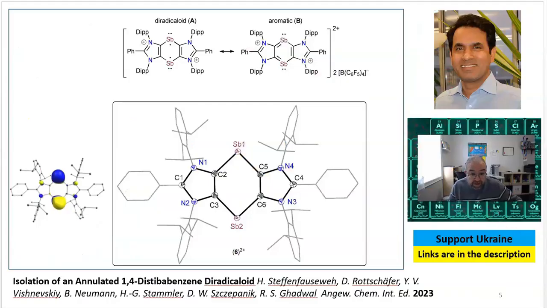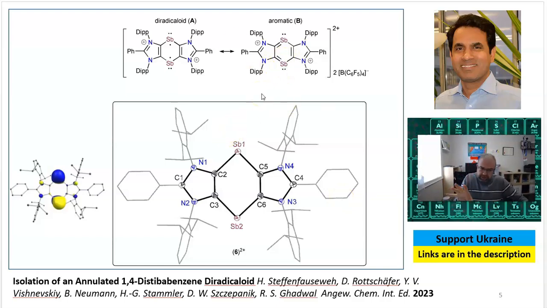The second paper I want to show is about the diradical, which features two antimony atoms. Antimony is deep below nitrogen in the periodic table. It can participate in some unusual bonding. So that's one thing that this group takes advantage of to synthesize the biradical. Second thing is the aromaticity.